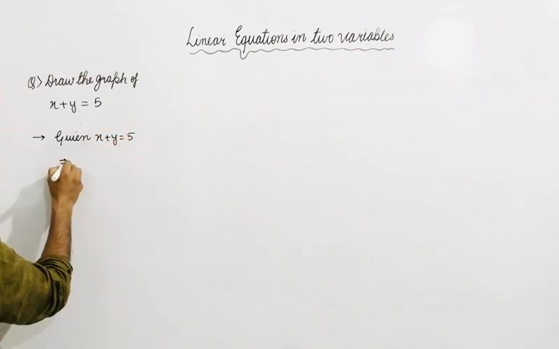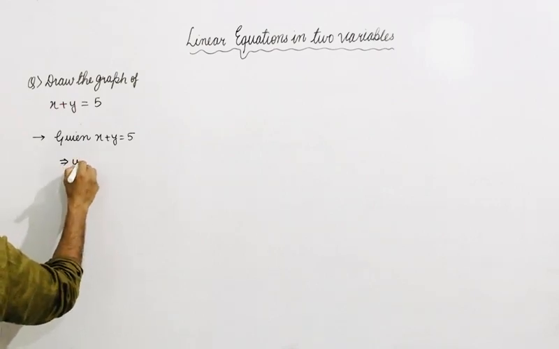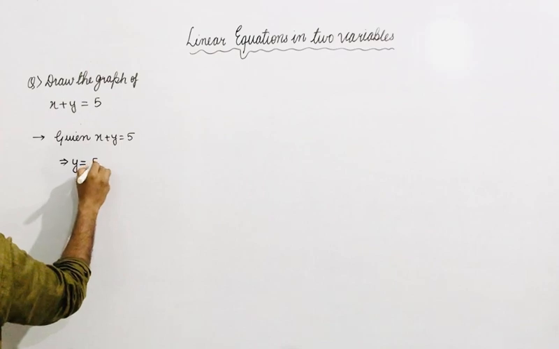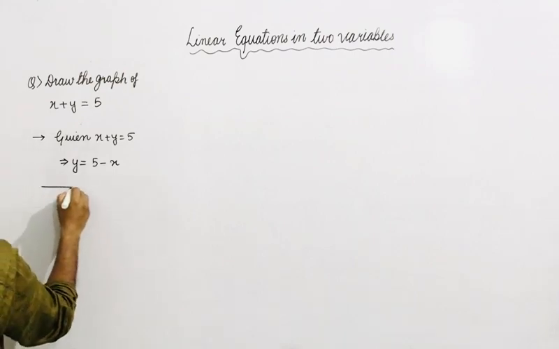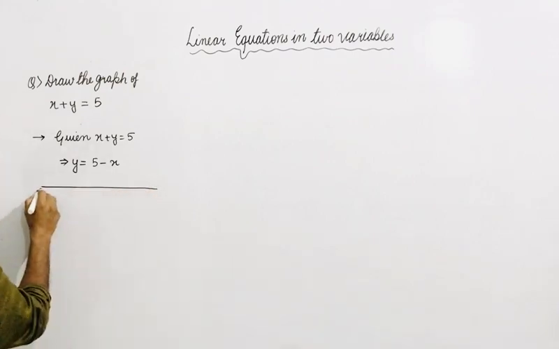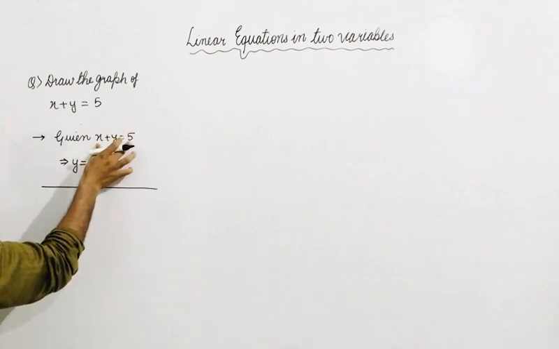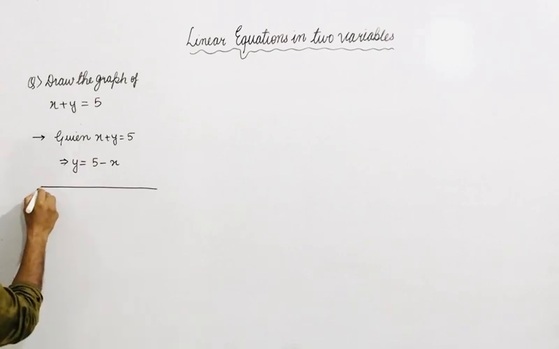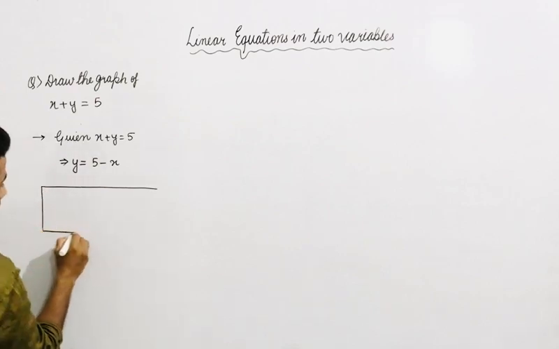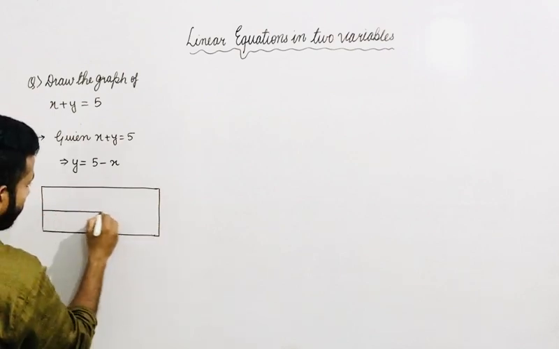So you write y in terms of x. y equals to 5 minus x, and you draw a table. Understand? You have to write this equation in this form, y equals to 5 minus x. Draw table. Once you have drawn the table, do it like this.